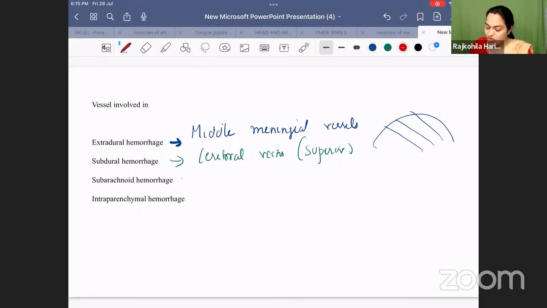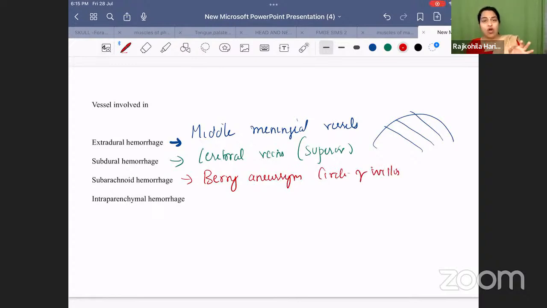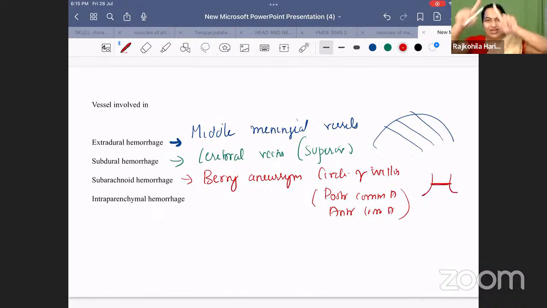Subarachnoid hemorrhage is normally due to rupture of a berry aneurysm of the circle of Willis. So the branches of the circle of Willis which commonly can present with berry aneurysm are the posterior communicating artery and the anterior communicating artery, right? The anterior communicating artery connects the anterior cerebral arteries of both sides, right? What does the posterior communicating artery connect?